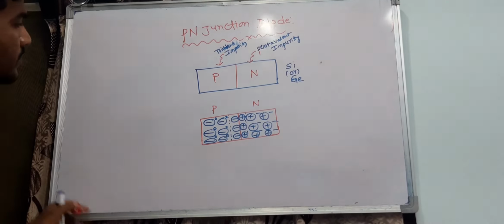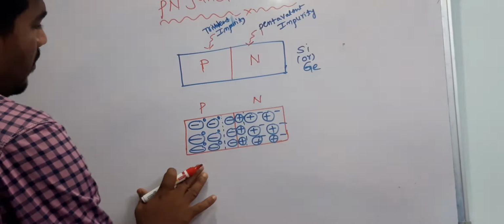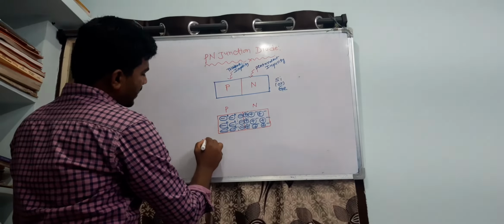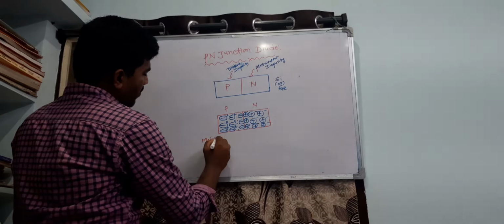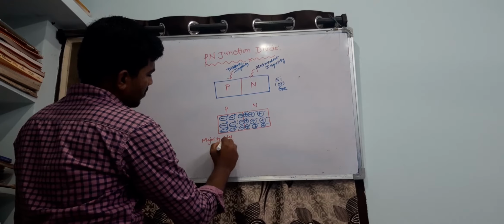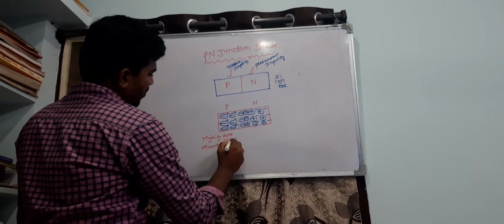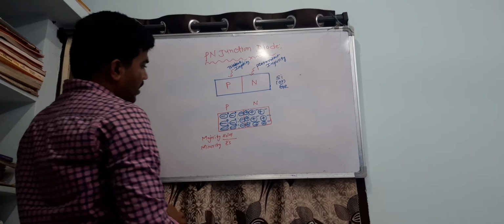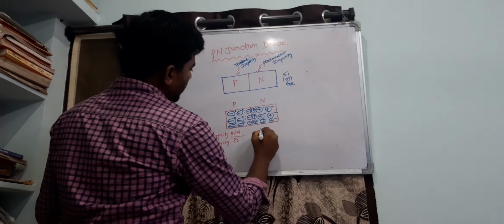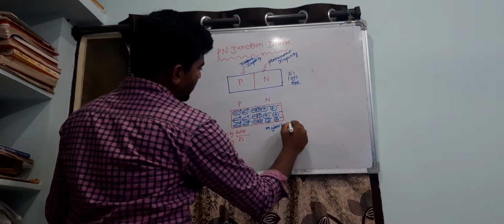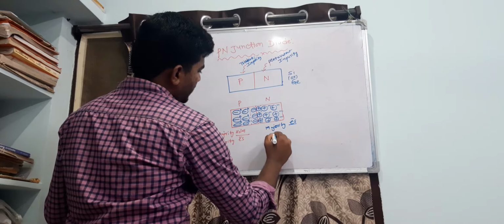Here, in the p-type semiconductor, the majority carriers are holes and the minority carriers are electrons. Similarly, in the n-type, the majority carriers are electrons and the minority carriers are holes.